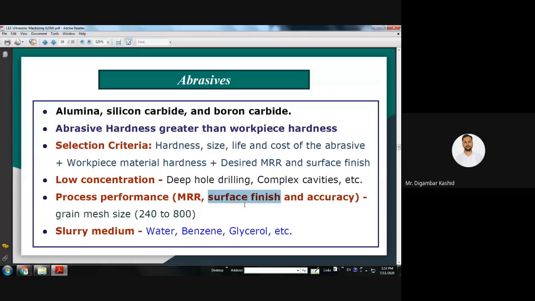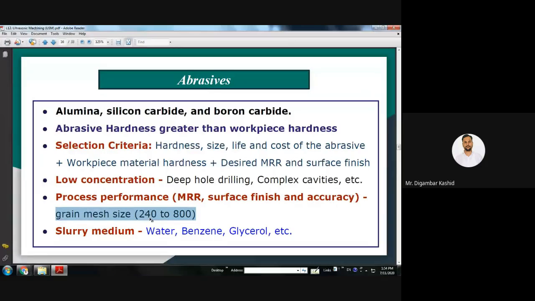And as we know, the process parameters are a function of grain size, or I can say grit size, the mesh number of this abrasive. The mesh sizes of abrasive particles used in the USM process range over a certain span.